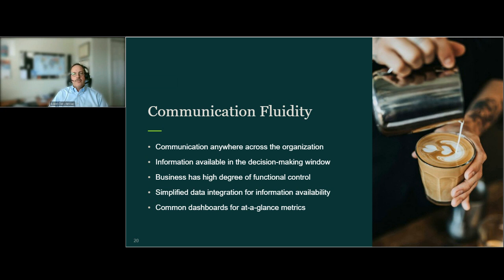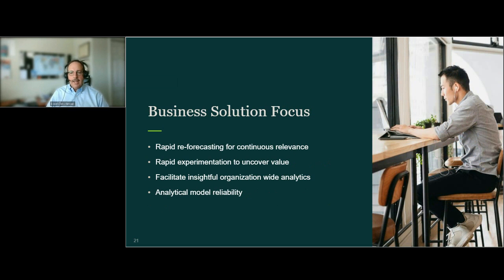So this communication here really keeps things in the decision-making window, meaning as you're having that conversation, it's within the period, and you can make decisions that will truly influence how things are happening and keep you on track with your plans and your reforecast.